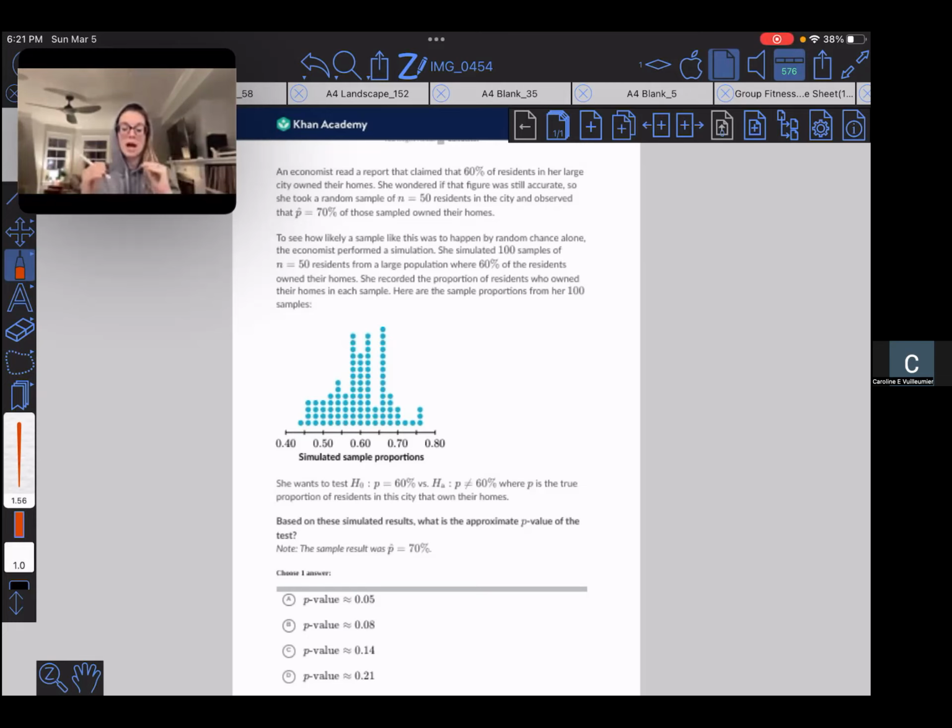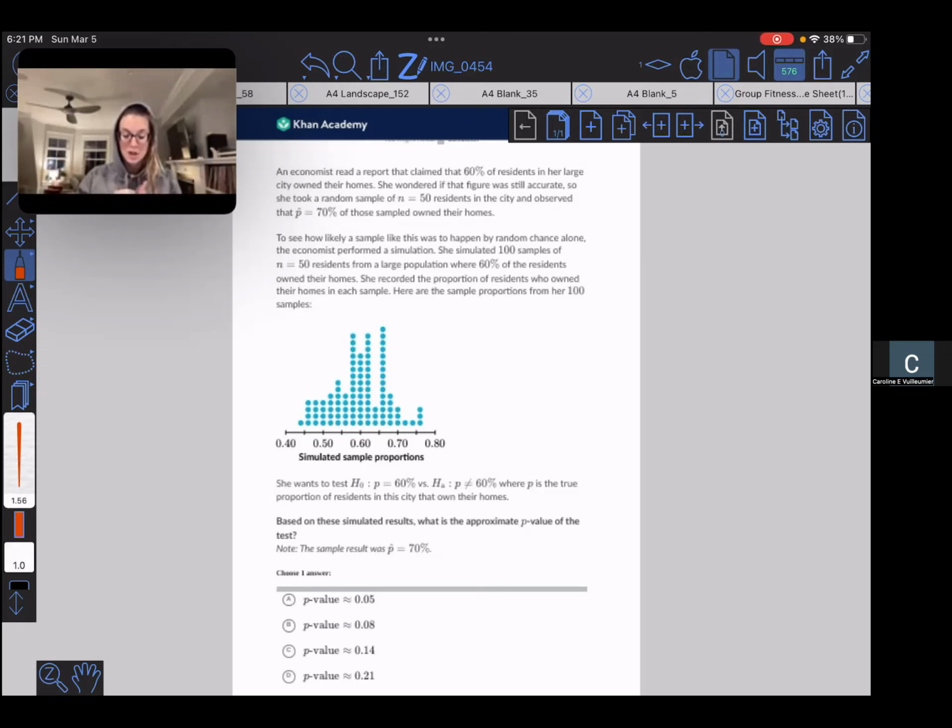So that dot plot has 100 dots on it. Each dot represents a sample of 50 residents, and we are recording the proportion of residents in that sample who actually own their homes. Now, this is our simulation under the null, where the null is that the true population proportion of residents who own their homes is 60%.